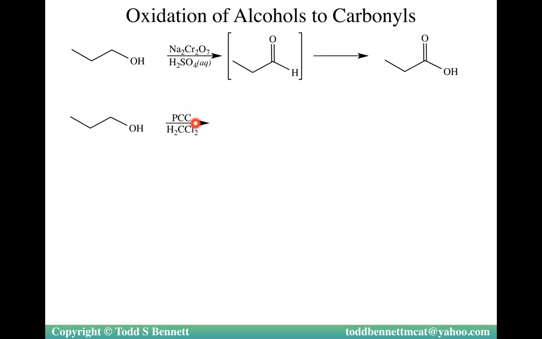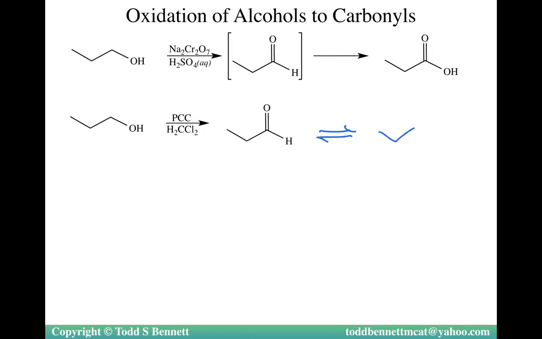PCC, where we add pyridine and chlorochromate, and we do it in the absence of any water. So we use a hydrophobic solvent, one that will not take on any water. The acid is the HCl added to the pyridine and the chromate. So this one is a CrO3 combination with HCl and pyridine. It stops at the aldehyde because it cannot form the diol.